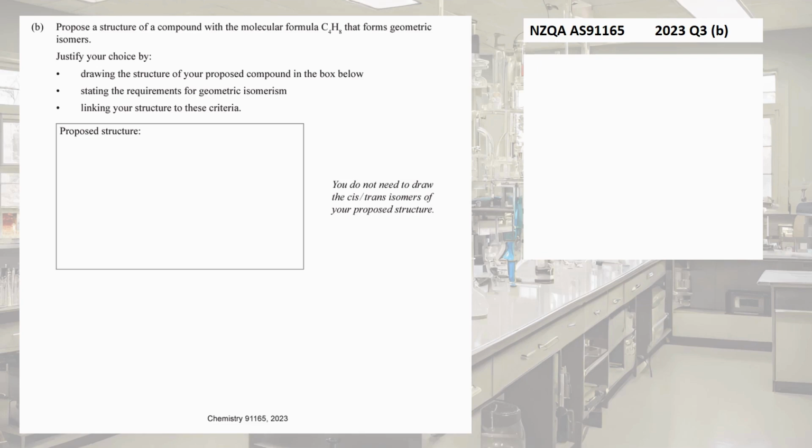So here's the question. Propose a structure of a compound with a molecular formula of C4H8 that forms a geometric isomer. Okay, so a bit of creative work here, but we can see that there's 4, so it's going to be a butene. And look, if we've done enough practice in organic chemistry, we're going to know it's going to be but-2-ene. It can't be but-1-ene, because then you would have 2 hydrogens coming off the first carbon. We draw the structure. Here it is.